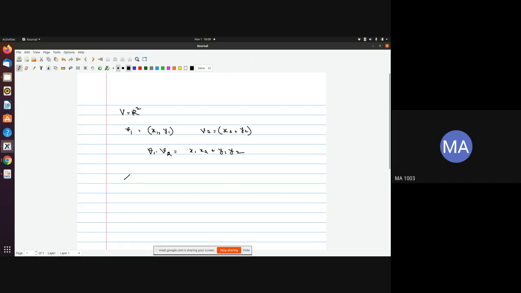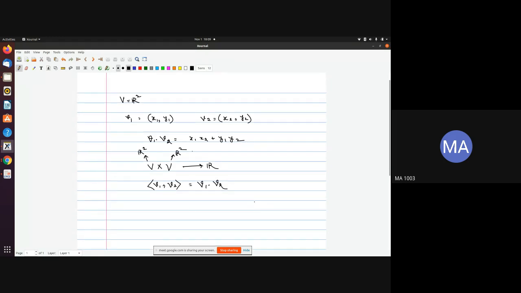So this I can also write as a map from V cross V to R, correct? Here this V is my R2, and this is also R2. I am taking two vectors V1 and V2, and that's how I am defining my map. Now, to check whether it is an inner product or not, what do I have to check first? V comma V should be greater than or equal to 0. Is it satisfying that property? Yes, sir, it is satisfying.